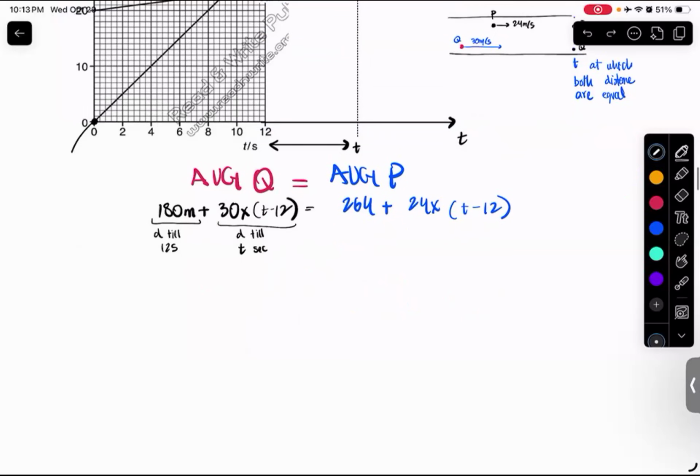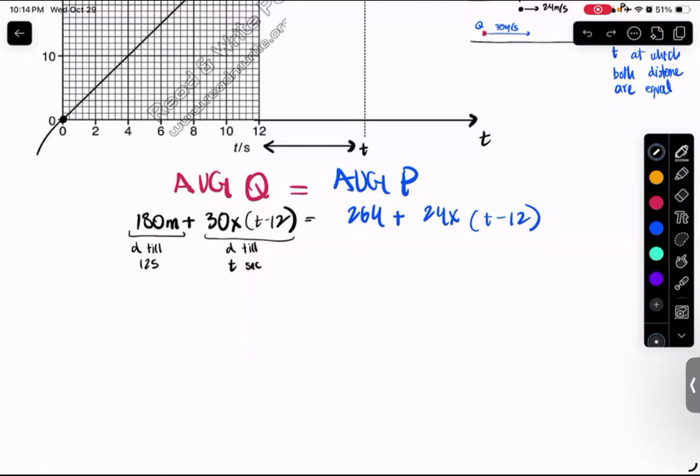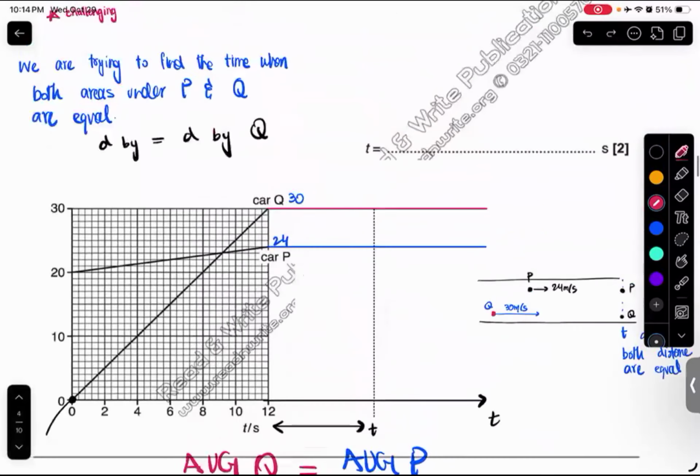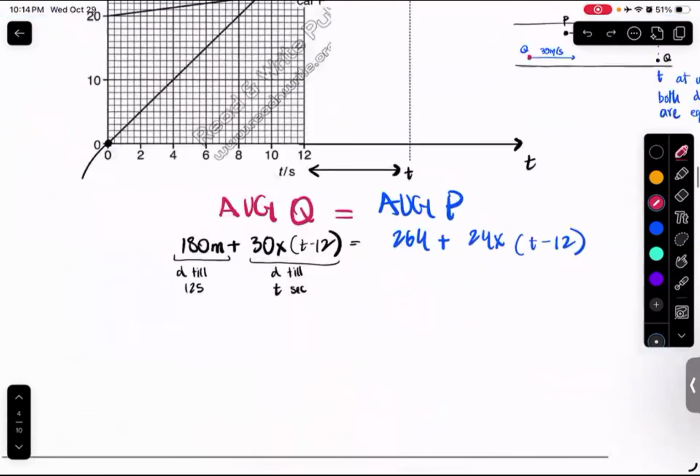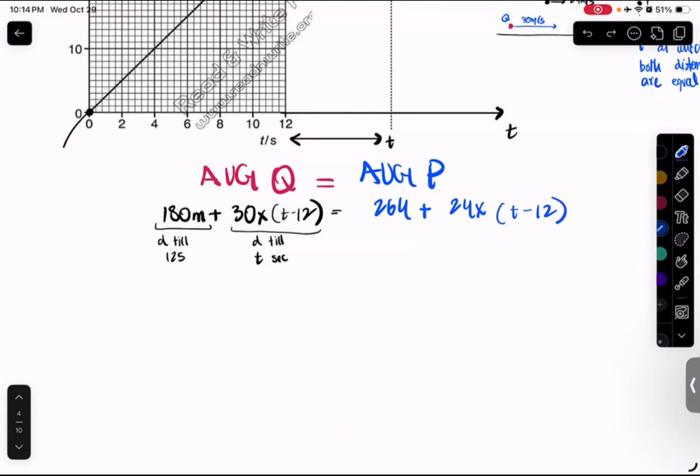Let's see if I can add it somehow. If I can make t the subject somehow, I can find out my answer. I can find out the time t at which they both intersect. Okay. Determine time t at which car Q passes. So let's first of all take this.